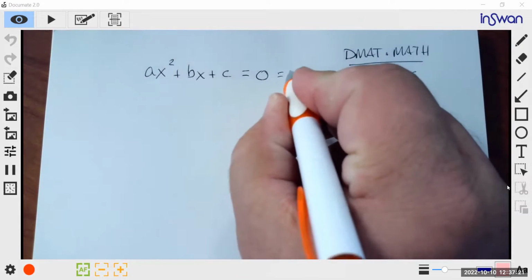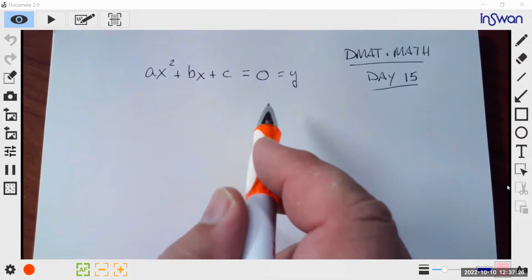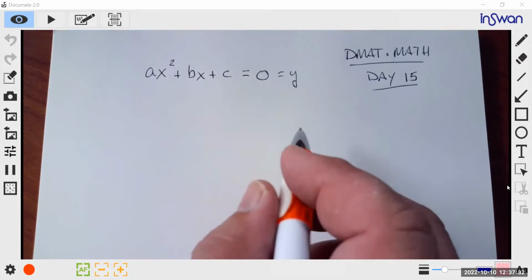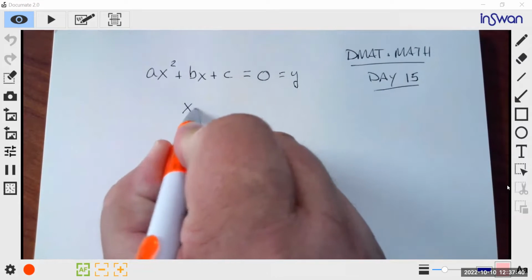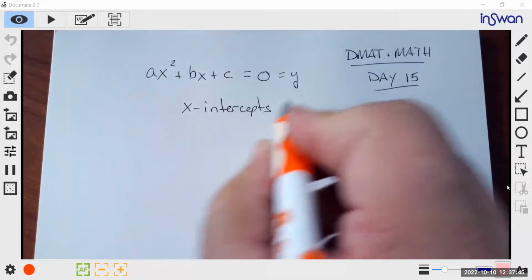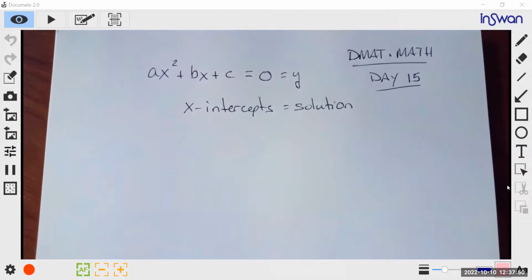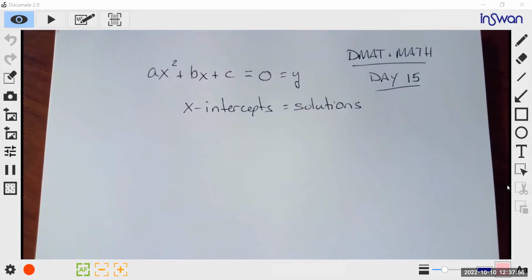Because this is our y value. So when you set y equal to 0 and solve for x, what are you finding? The x-intercepts. These are what you call the solutions. When you solve a quadratic equation, what you're finding are the x-intercepts of the graph.